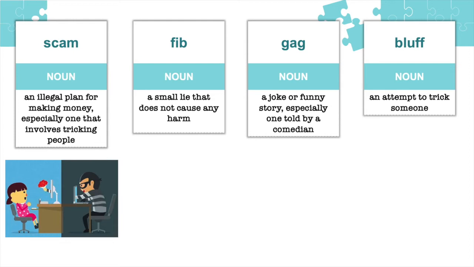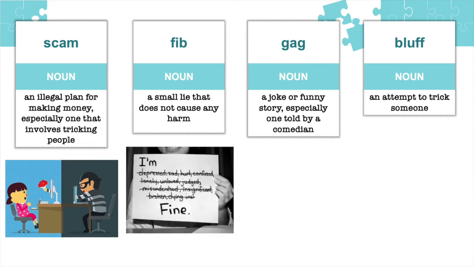A fib is a small lie that does not cause any harm. And we may say that a fib is a white lie. So, for example, when someone tells you, "Hey, how are you?" and you say, "I'm fine." Maybe you're not really fine, but what's the sense in telling the person, "Oh, I'm not fine, I'm so depressed"? You tell a fib, right? And you say, "I'm fine," as an automatic response, when maybe, and I think that this is the truth, most of the time we're not fine.